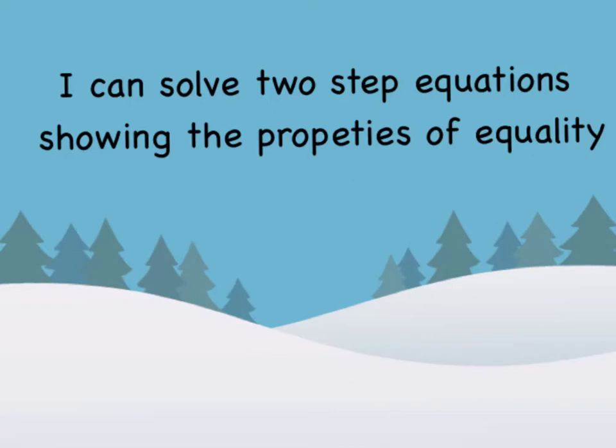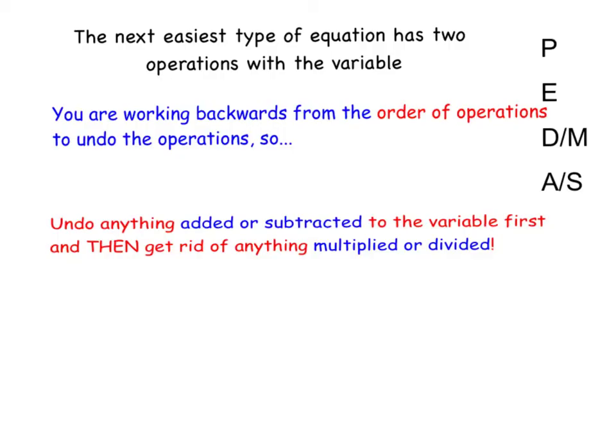Continuing with solving equations, we are going to be solving two-step equations today. Two-step equations are the next easiest type of equation. It has two operations with a variable, not just one. Because we are working backwards from the order of operations (parentheses, exponents, multiplication, division, addition, subtraction), we're going to start at the bottom and undo the addition, subtraction first, and then the multiplication, division.